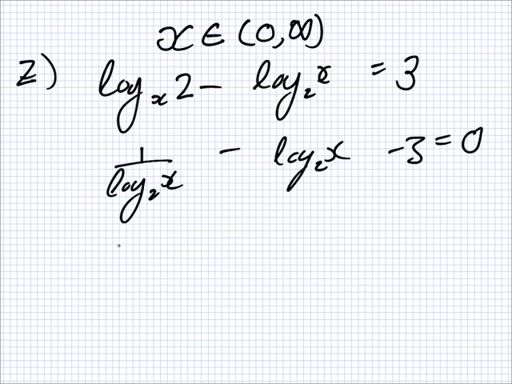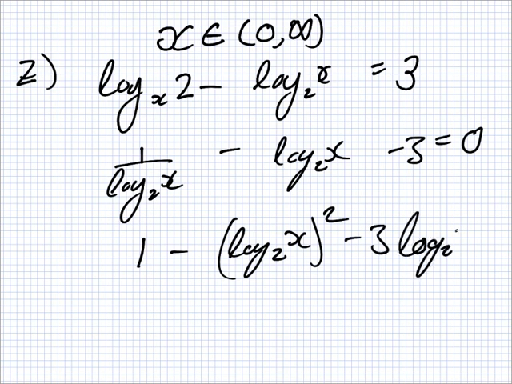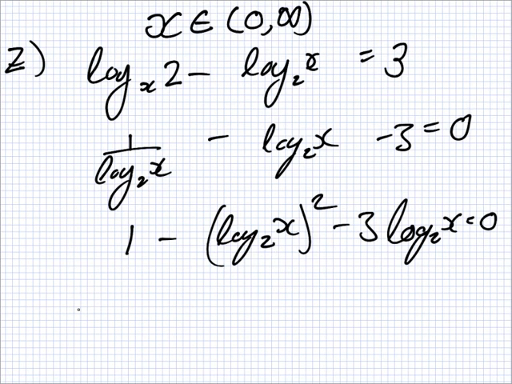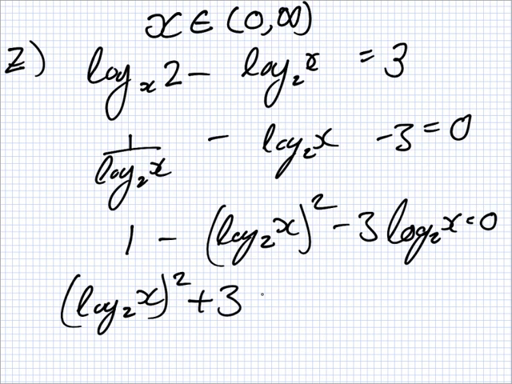I'll multiply everything by log 2x, so that becomes 1 minus (log 2x) squared minus 3 log 2x equals 0. I'll take everything to the right, so that's (log 2x) squared plus 3 log 2x minus 1 equals 0.